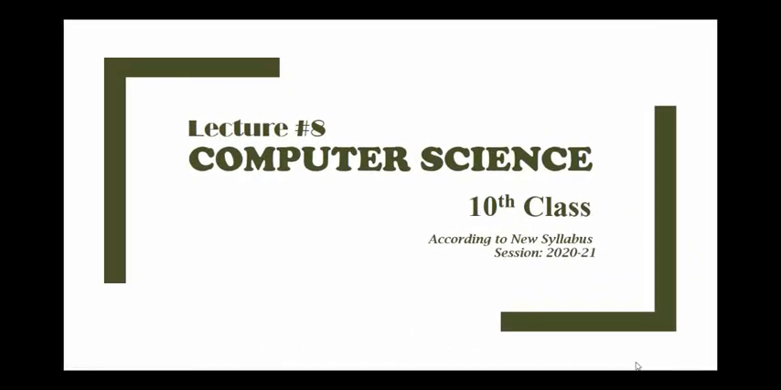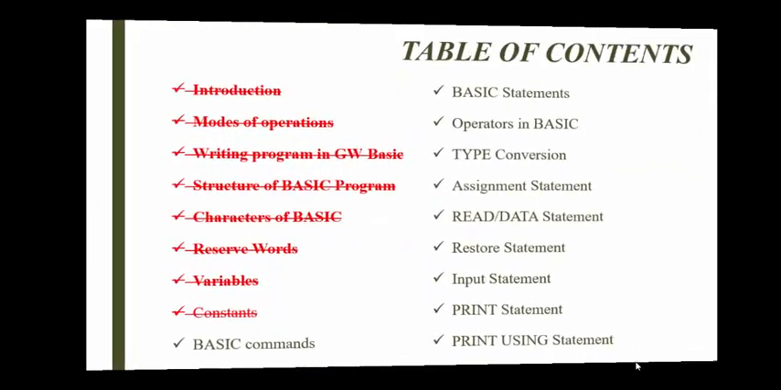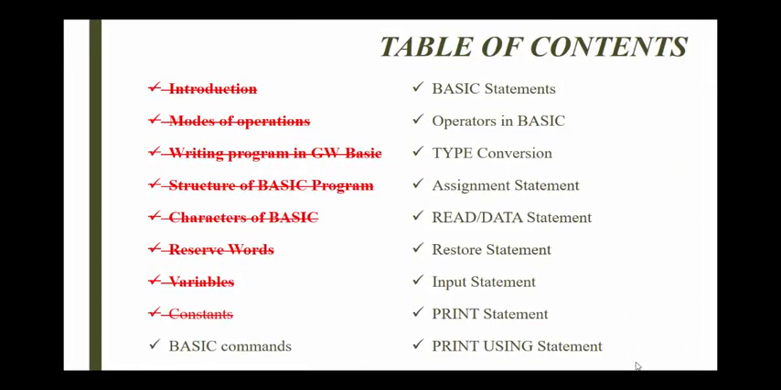Lecture number 8, Computer Science 10th class. We are studying our unit number 2. In unit number 2, we have studied a lot of things like introduction, modes of structure, writing program, GW BASIC, structure of a BASIC program, characters of BASIC, reserved words, variables, and in the last lecture we studied variables and constants.